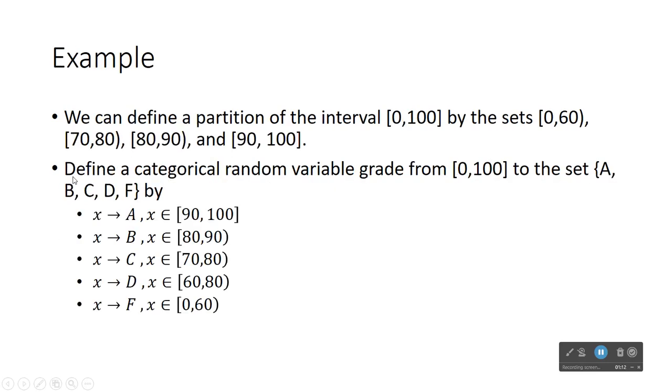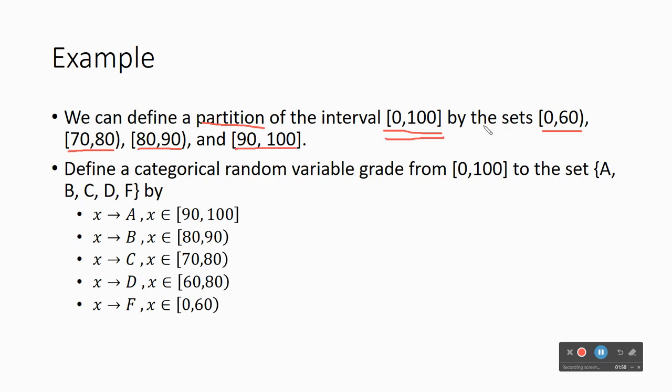So I'm thinking about what happens when we give a test. When we give a test, we score it, and we get a percentage, the percentage of points that you got right. We can partition this interval from 0 to 100 into sets: 0 to 60, 70 to 80, 80 to 90, 90 to 100.